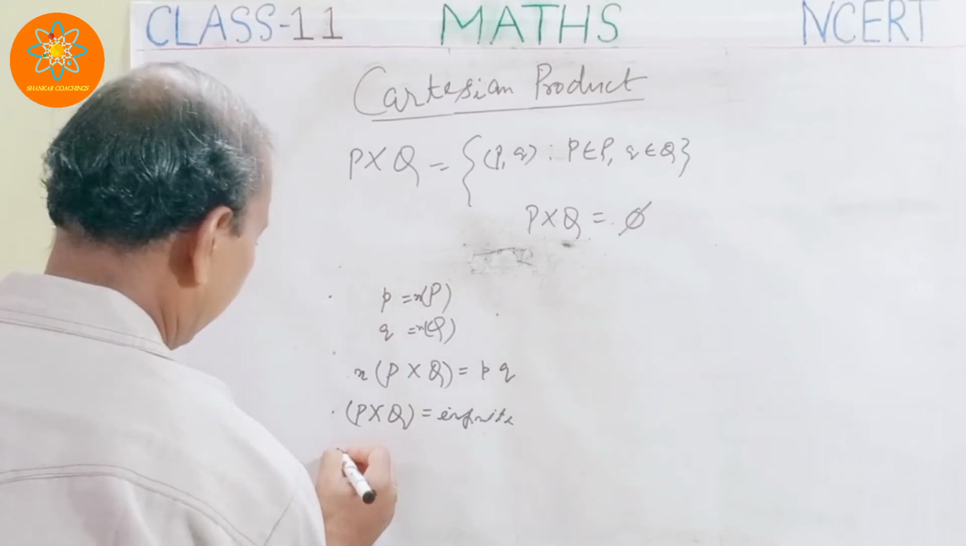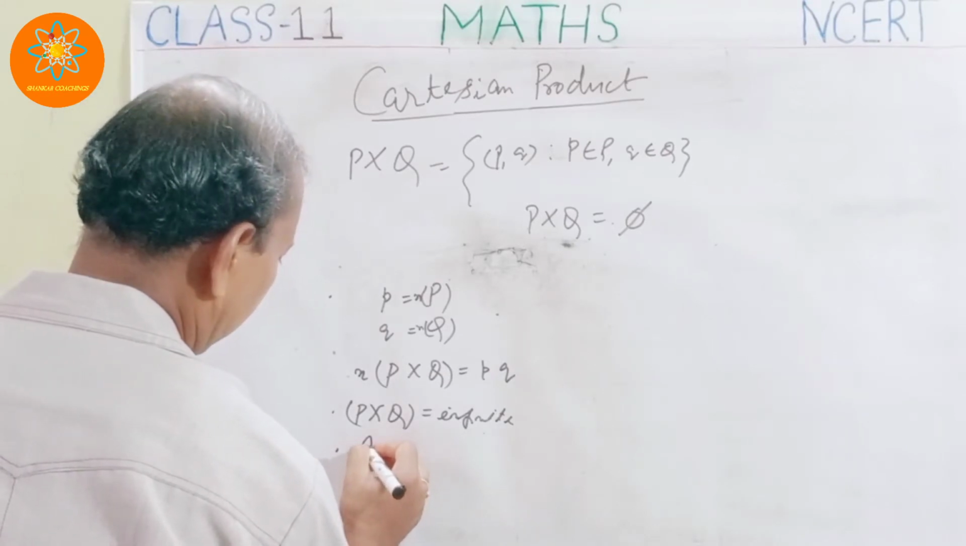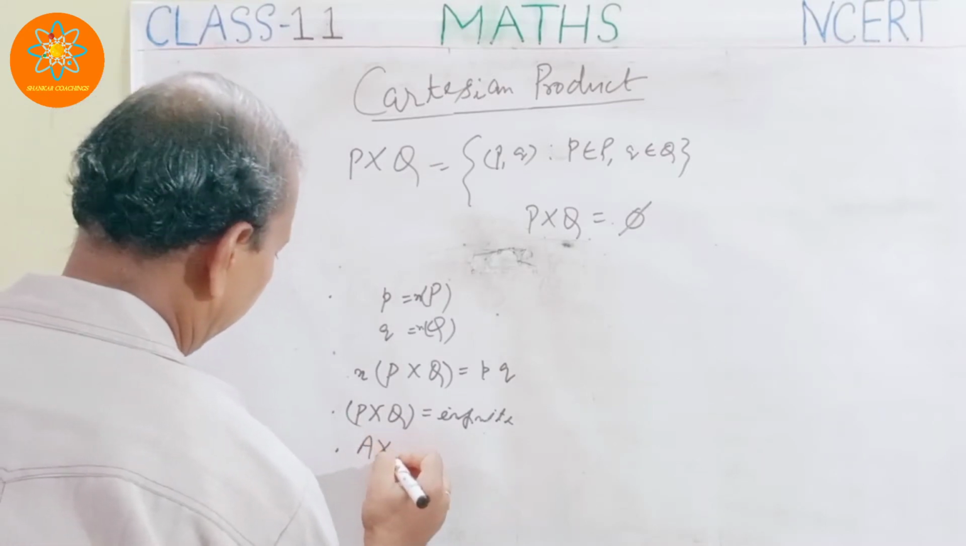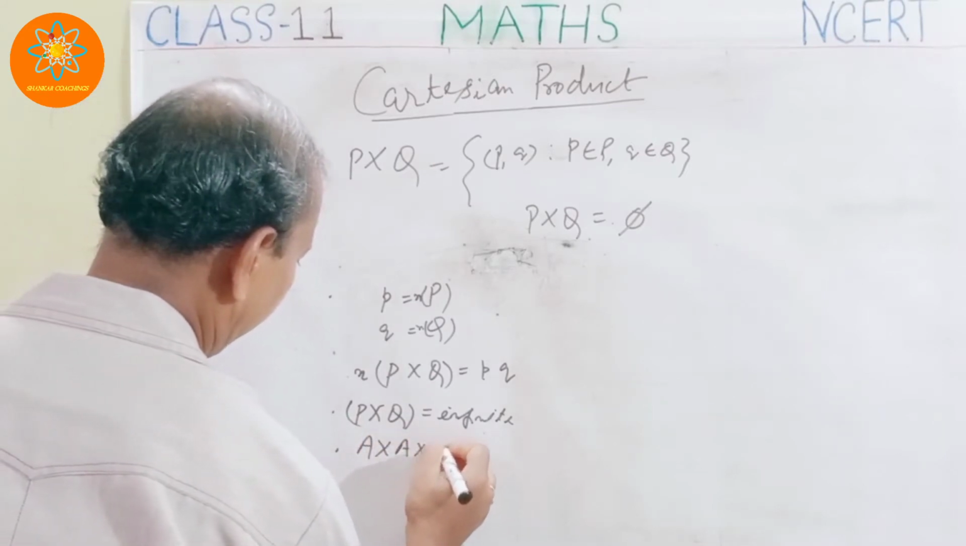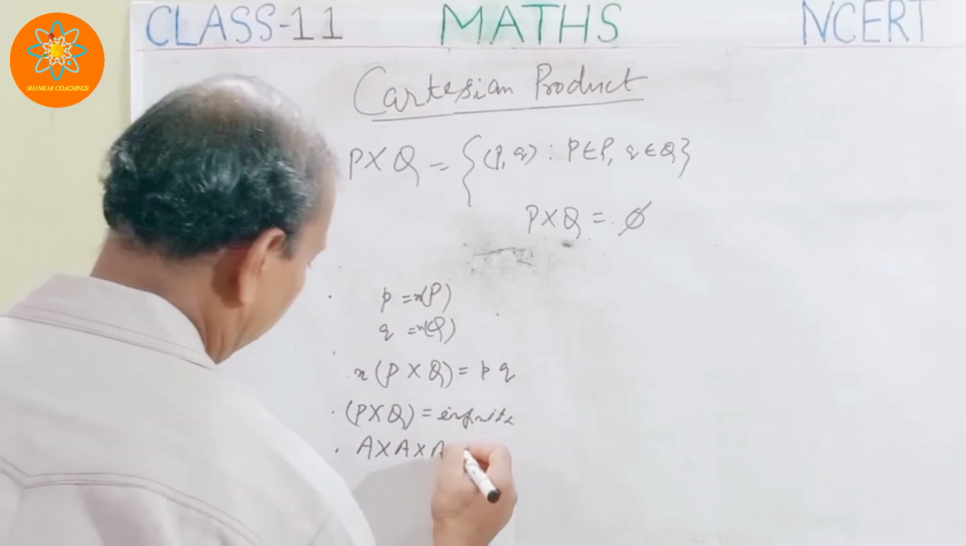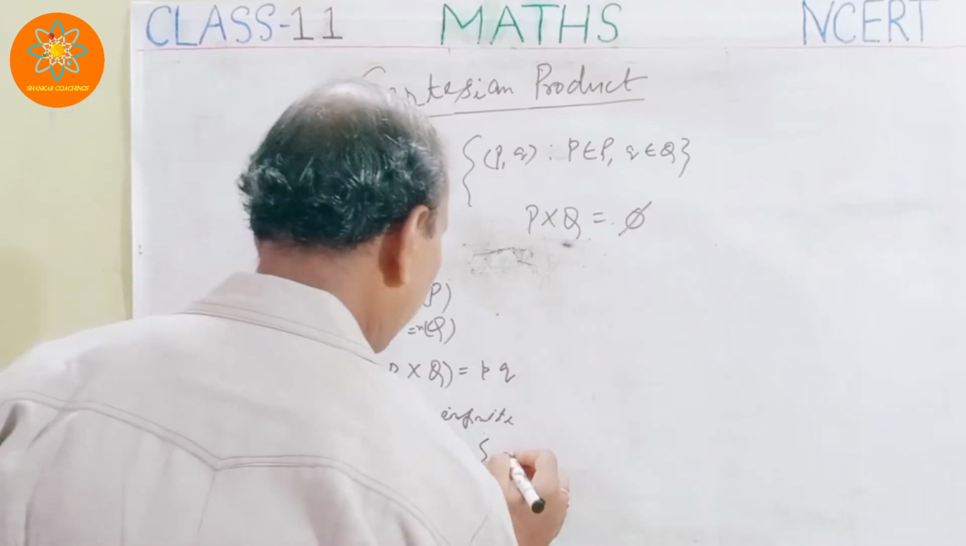And lastly, let's suppose a set A is given. I want to find A cross A, so let's suppose the value of this is ABC.